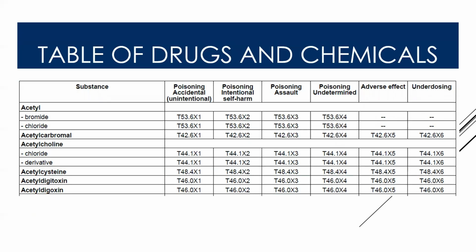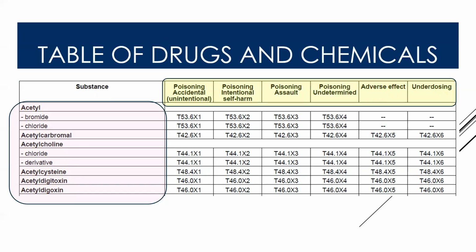The table of drugs and chemicals is a listing of drugs and other chemicals that identifies codes for poisoning, adverse effects, and underdosing. This is laid out similarly to the table of neoplasms, with each drug or chemical being listed in rows and 6 columns to describe the type of incident and the recommended code. The choices are poisoning accidental, which would be unintentional poisoning of the drug, poisoning intentional, which would be an intentional self-harm, poisoning assault, poisoning undetermined, adverse effect, and underdosing.